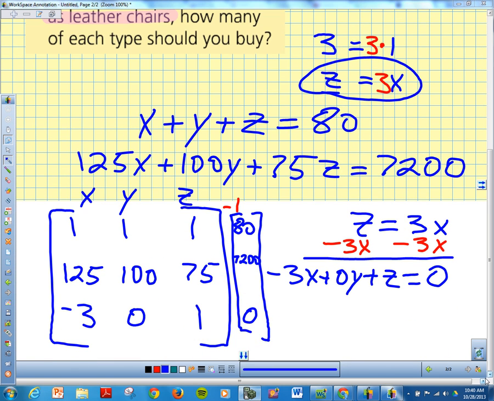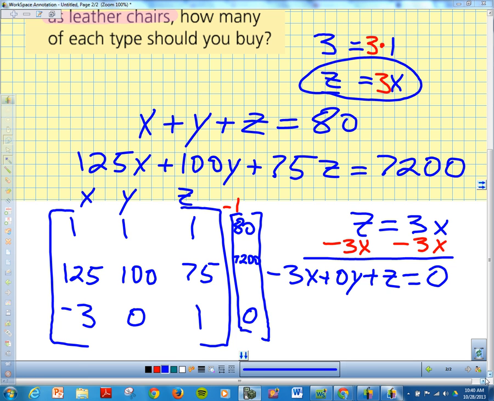You'll need to be able to switch it from a 2x2 to a 3x3, just because you're going to double check every single problem you do so you know you get the correct answer. If you have just x and y, you need a 2x2 and a 2x1. If I have x, y, and z, I need a 3x3 and a 3x1.